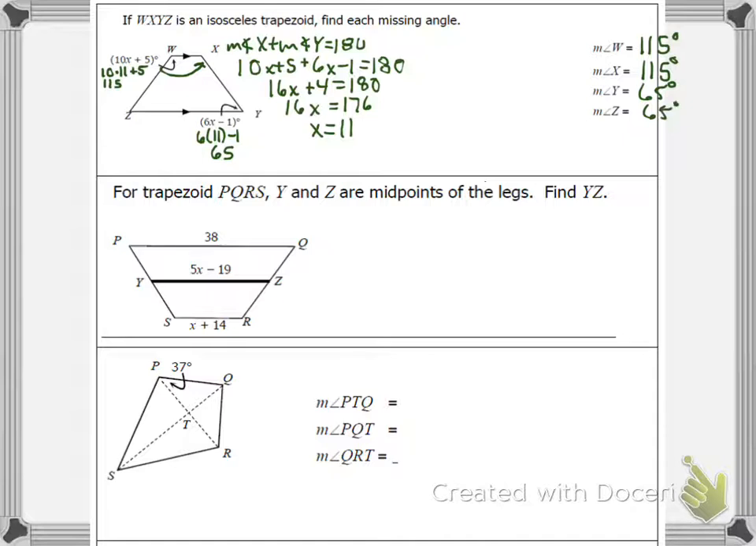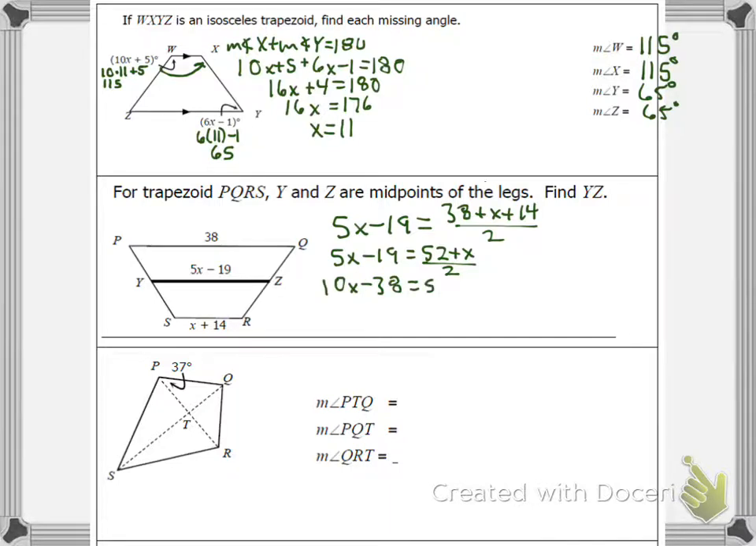Next problem, it's another midsegment, so we're going to go 5x minus 19 equals the average of the two, 38 plus x plus 14 over 2. 5x minus 19 equals 52 plus x over 2. I'm going to multiply the 2 over and make it 10x minus 38 equals 52 plus x. Subtracting x, we get 9x. And adding 38, we get 90, so x comes out to be 10.